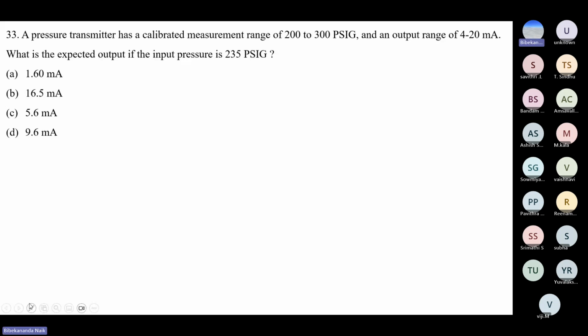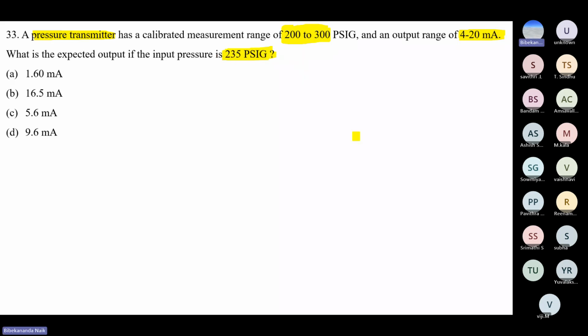So in the question, what is given? A pressure transmitter is calibrated. For what pressure range is it calibrated? It is calibrated in a pressure range of 200 to 300 psig, and this corresponds to a current value that changes from 4 to 20 milliampere. So for a pressure of 200 psig, the current is 4 milliampere, and for a pressure of 300 psig, the current is 20 milliampere. But when the pressure is 235 psig, then what should the transmitter show?